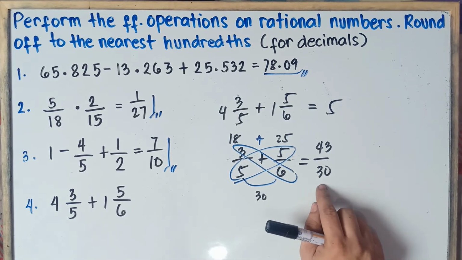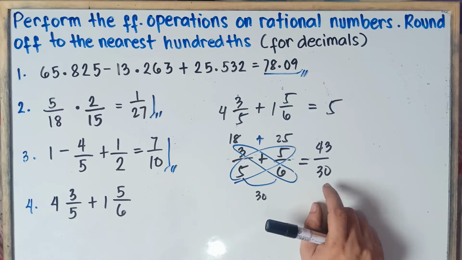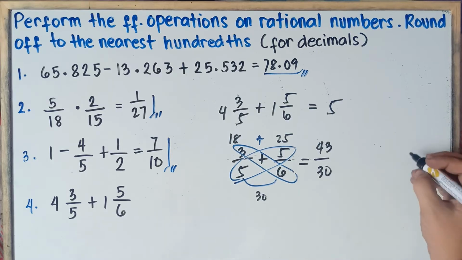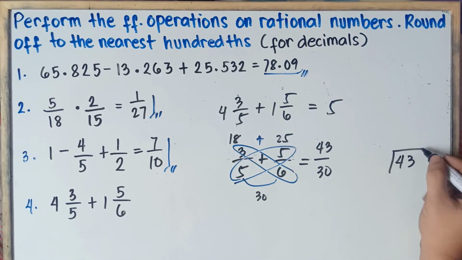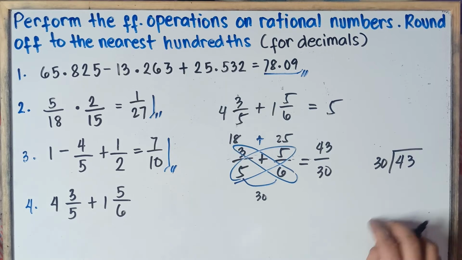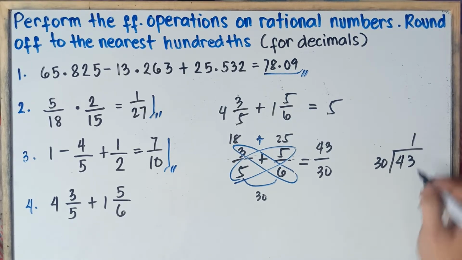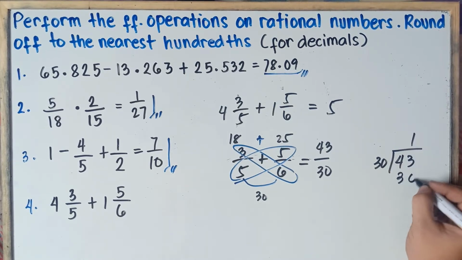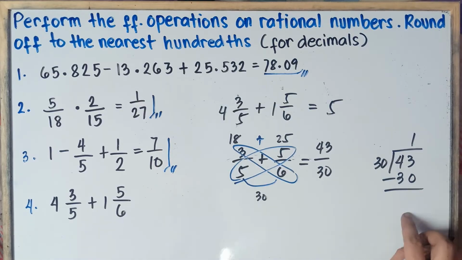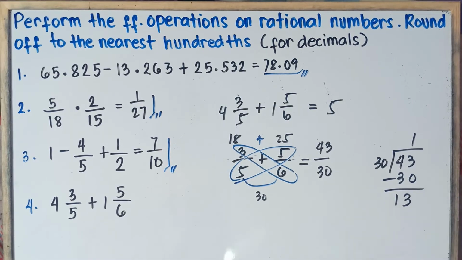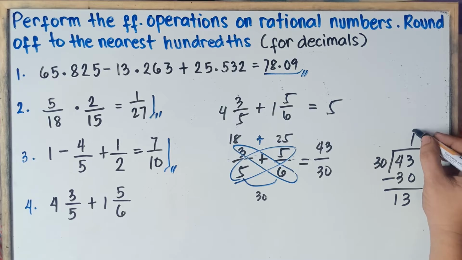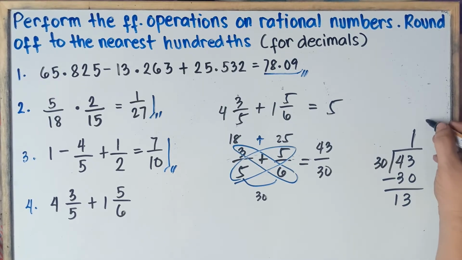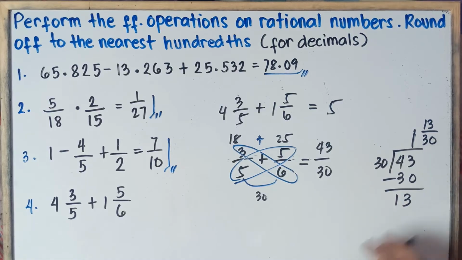So we need to convert this into a mixed number because this is an improper fraction. Once again, this is an improper fraction. We need to convert this into a mixed number. So divide 43 by 30. 43 divided by 30 is 1. 1 times 30 is 30. Subtract: 43 minus 30, that's 13. So this will be the whole number 1. 13 will be the numerator of the mixed number and 30 will be the denominator.